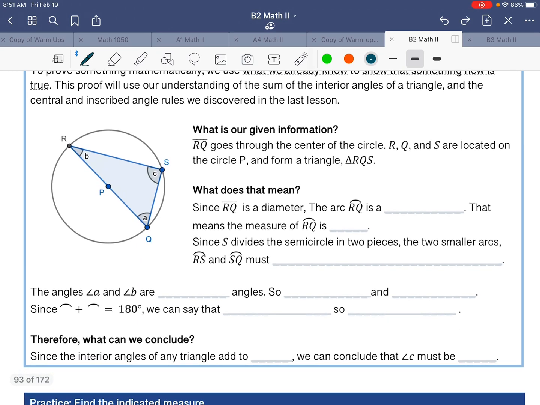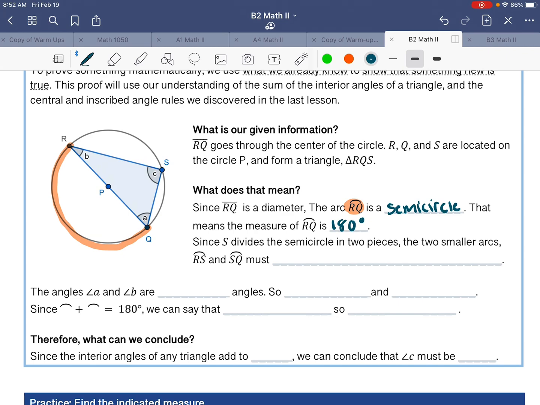What does that mean? Since RQ is a diameter, the arc RQ, which is this arc here, is a semicircle. That means the measure of arc RQ is 180 degrees, right? We know that. RQ is 180 degrees.